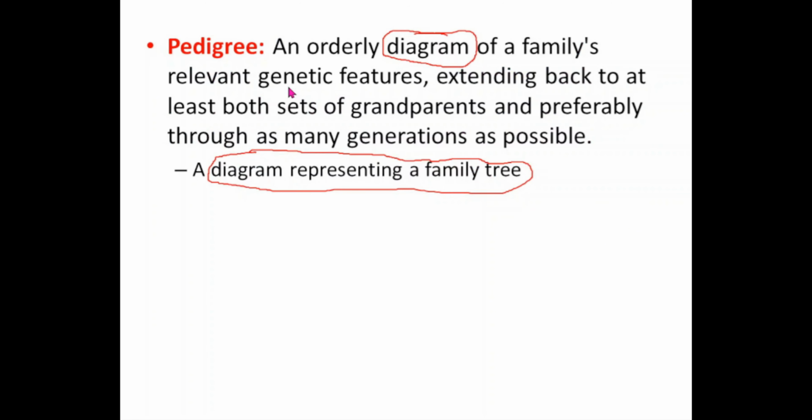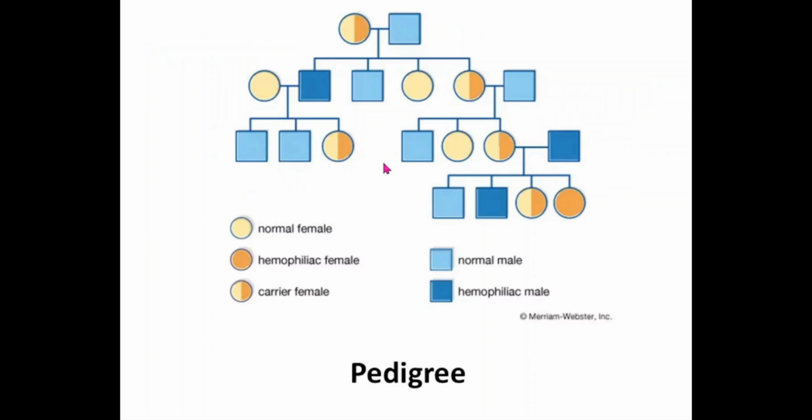Pedigree, an orderly diagram. It is a diagram of a family's relevant genetic features, extending back to at least both sets of grandparents and preferably through as many generations as possible. It is also a diagram representing a family tree. It is a kind of tree. For example, let's look. This is a pedigree tree.